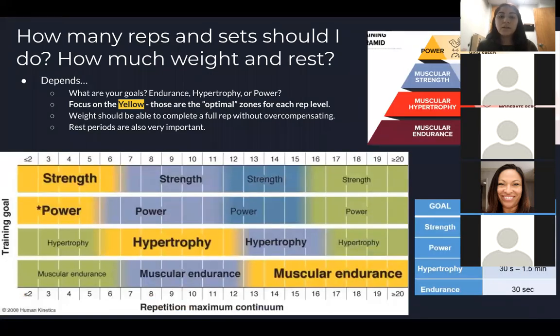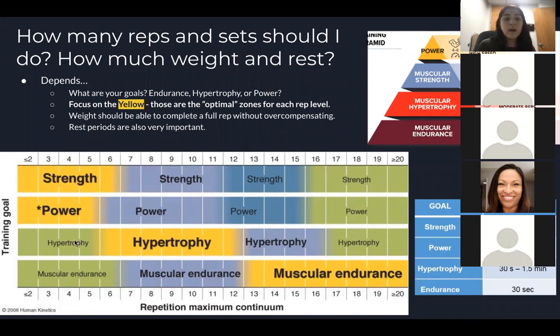So another question that a lot of people get is, yes, they may know exercises, they have an idea of it, but they don't have an idea of how many reps, sets, how much weight they should do, or how long they should rest. So here are just some graphs that I found in my textbooks and online that you can look up. It just depends on what your goals are, whether it's endurance, hypertrophy, or working on your power. That's going to determine how many reps and sets you should do.